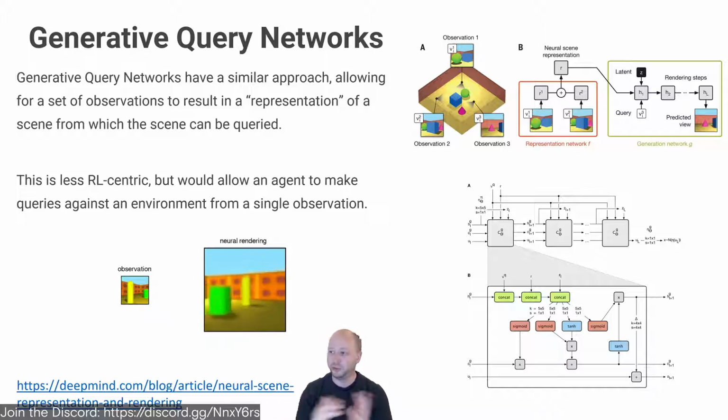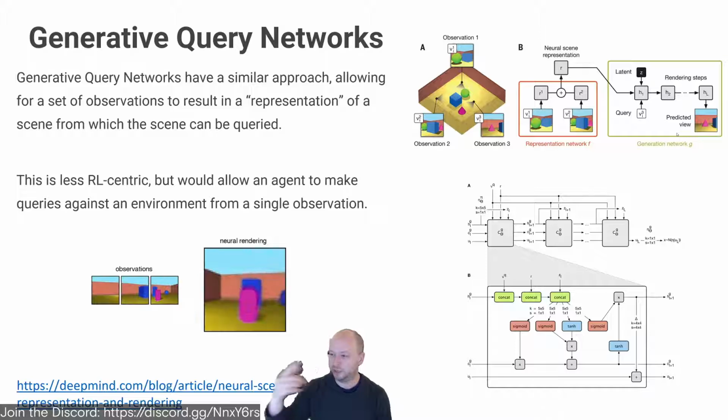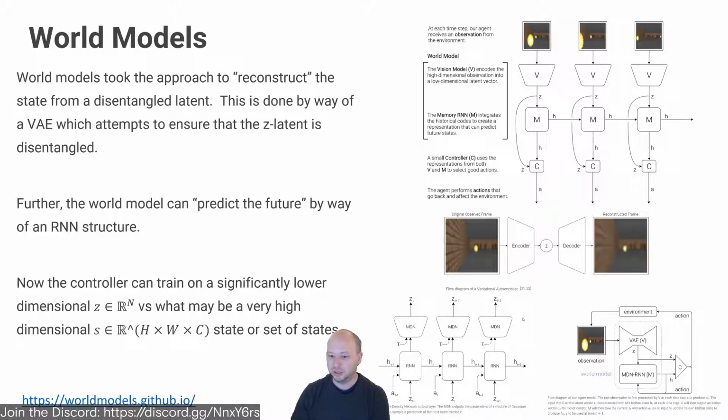So this is a little bit more on the neural rendering side, but you can see all of these RL and agent types of ideas here, where we are given a certain set of observations. We use those observations to create a representation of the scene. That scene is then put into a generation network, which in this case uses an RNN to iteratively generate the environment. But it looks very similar to the Dreamer architecture, ultimately.